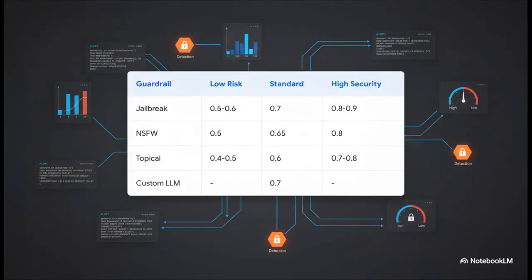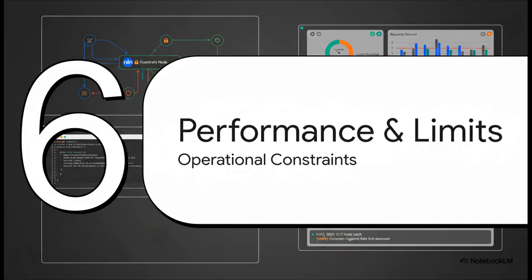LLM-based guardrails feature a configurable numeric threshold. This parameter adjusts the sensitivity of the detection mechanism. Altering the threshold affects the balance between the rate of true positive detections and the rate of false positives. The node has specific performance characteristics that define its intended use cases and operational constraints.